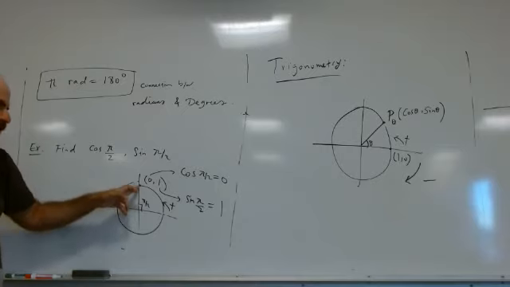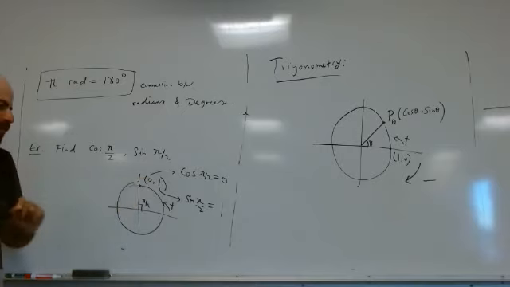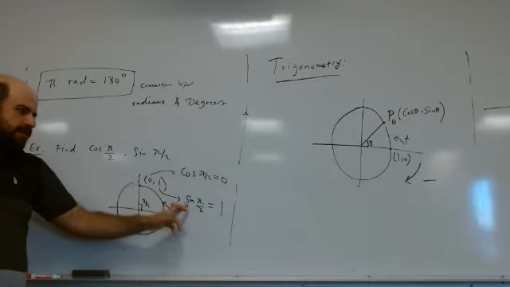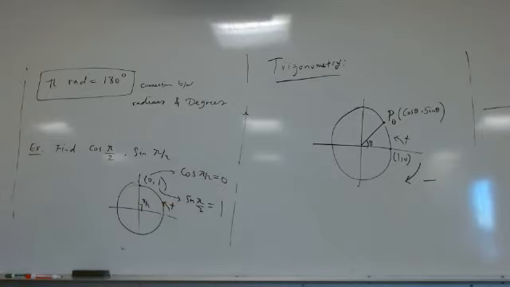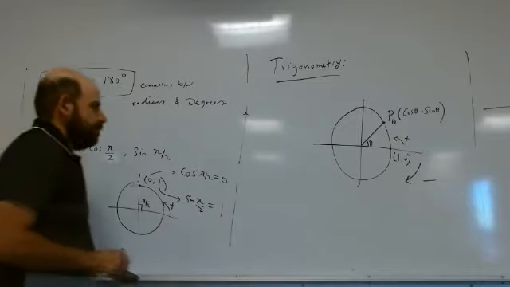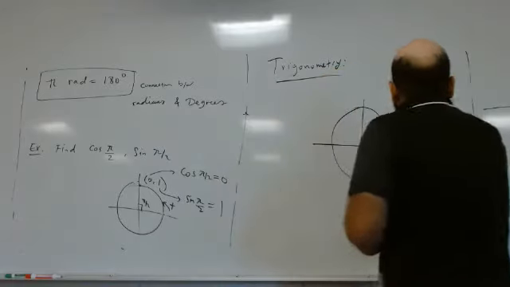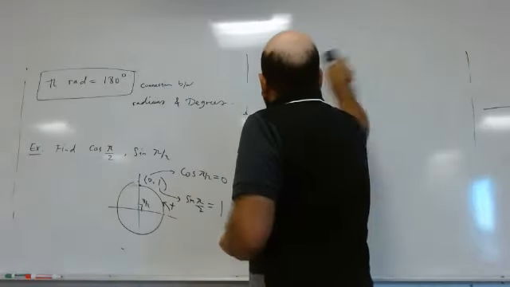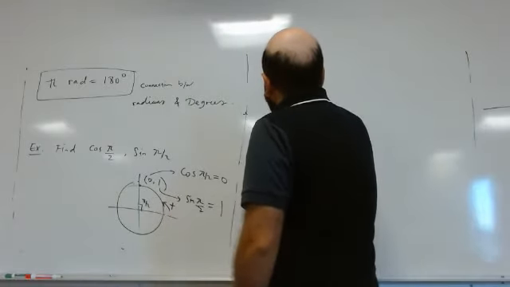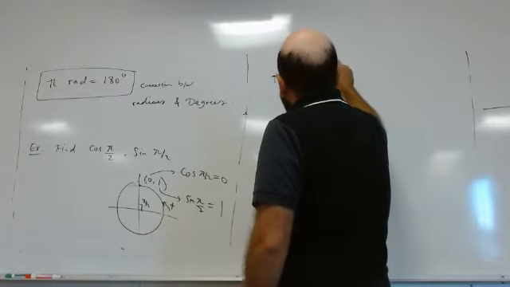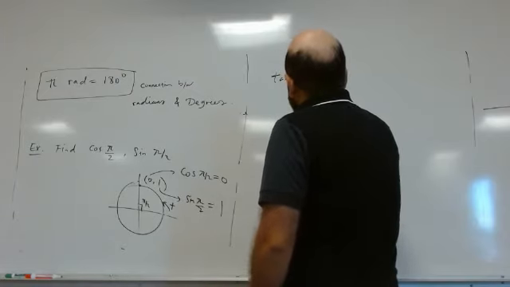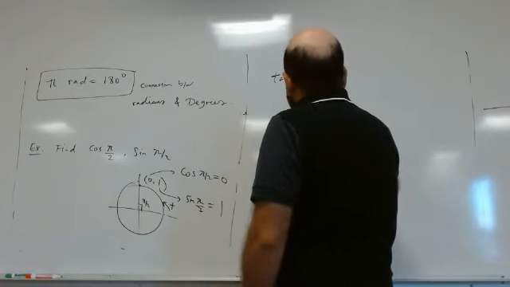We will find the point on the unit circle, which is (0, 1). And then the x coordinate is cos of the angle, and the y coordinate is sine of the angle. Okay, and then tan theta is defined as sine theta divided by cos theta, and cot theta is defined as cos theta divided by sine theta.